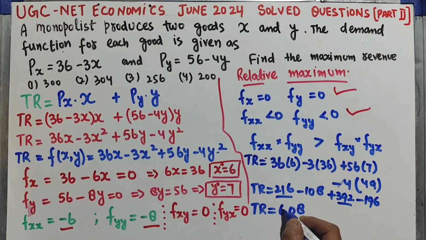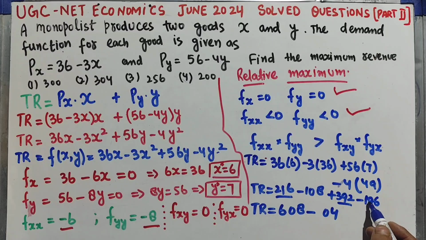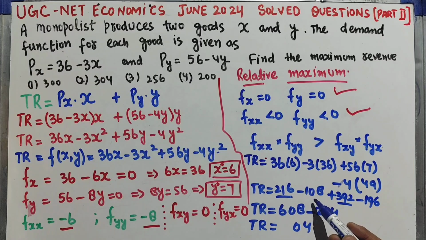Then these are the negative terms, we can add them up. Let me see if I have done it correctly or not. So we have 196, and the difference comes out to be 304.